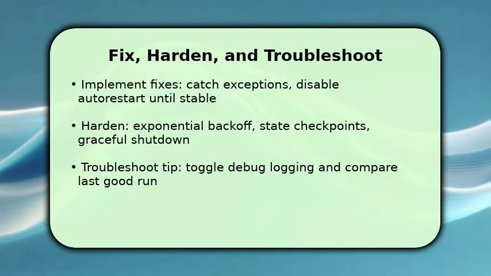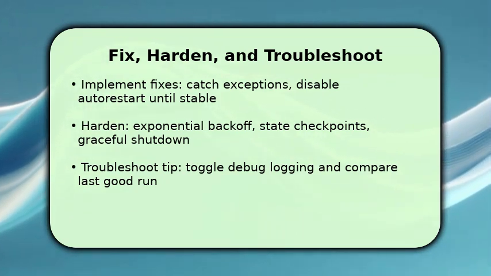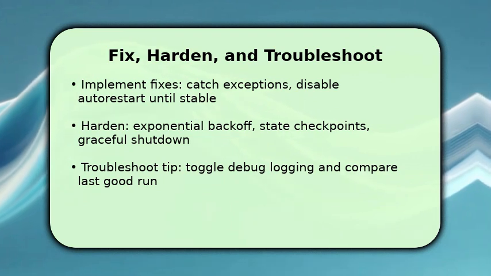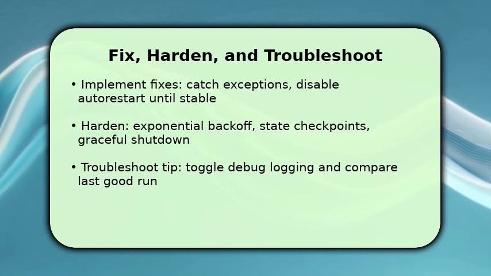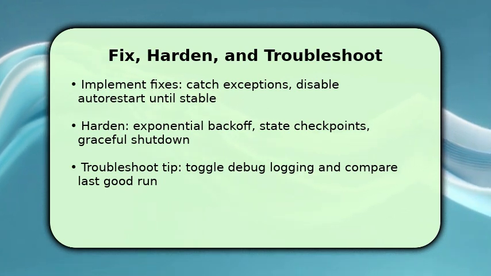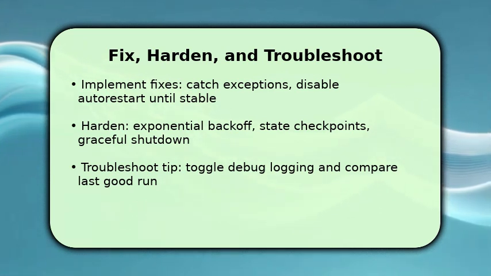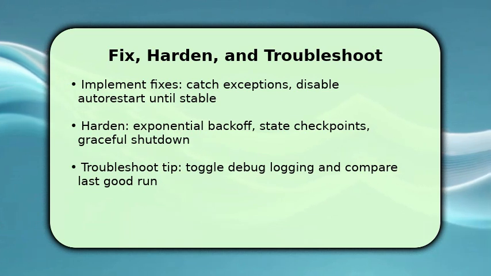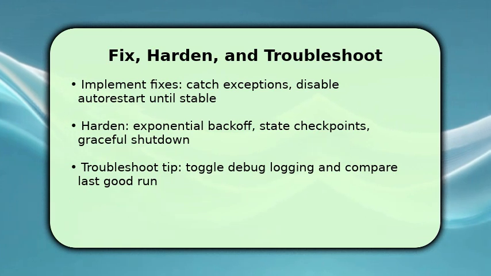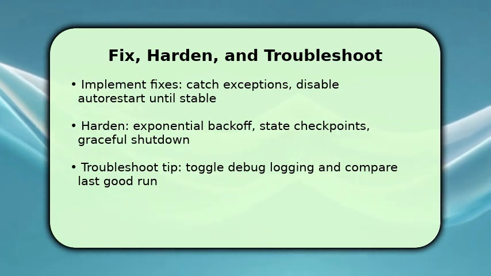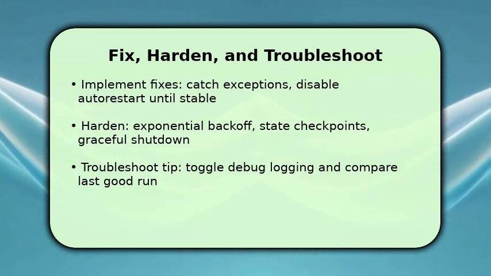Finally, apply the actual fixes and harden the deployment. If the crash is an unhandled exception, add proper try-except handling and validate inputs. If it's OOM, reduce batch size or enable gradient accumulation. Disable automatic restart temporarily so you can confirm stability, then re-enable with exponential backoff and checkpointing to avoid repeat failures. Make sure graceful shutdown handles cleanup. If things still go wrong, toggle debug logging, and compare the failing run to the last known good run to spot subtle differences quickly.